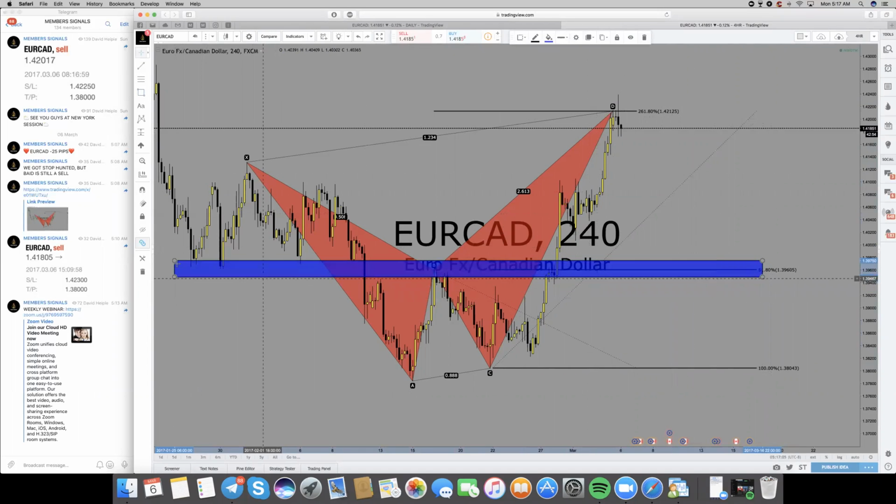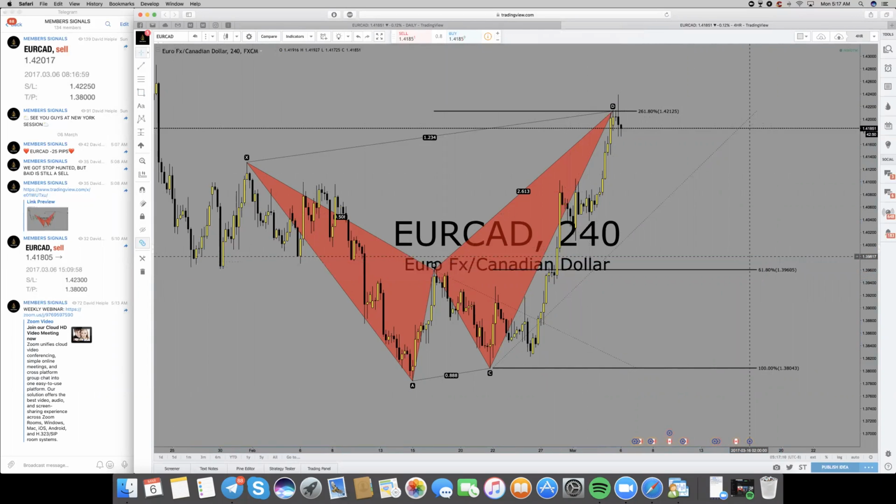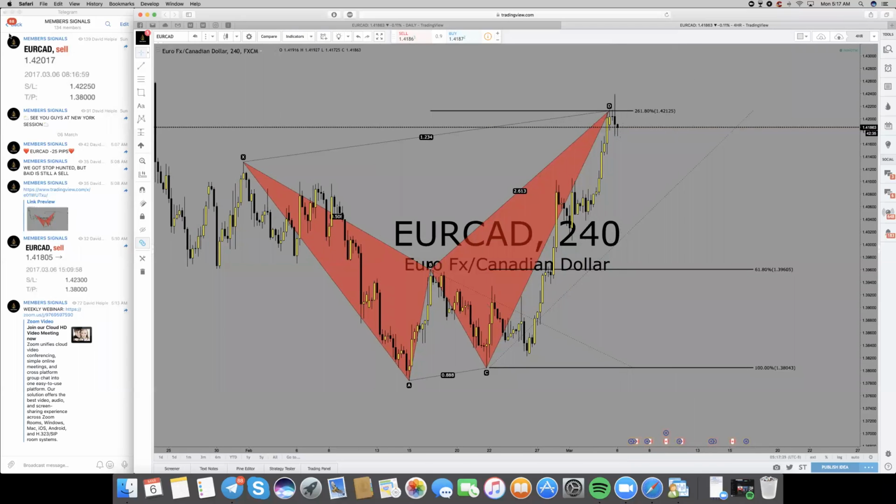Right here it touches, as you can see. So that's your first take profit. But if you see the price keep going up, you can draw a trend line. If the price breaks above, you can close it. If the price stays below, you can stay on the sell. But overall, the trend is a sell, so we are keeping on that.